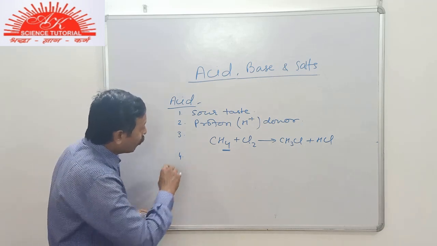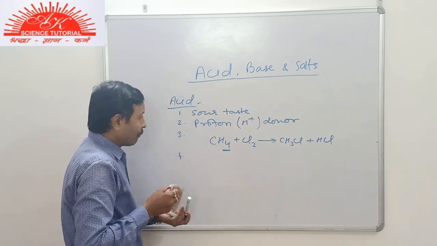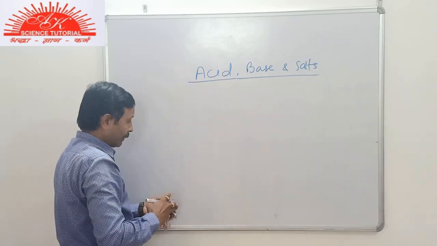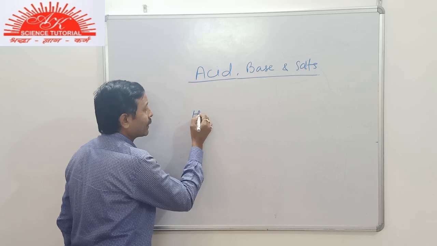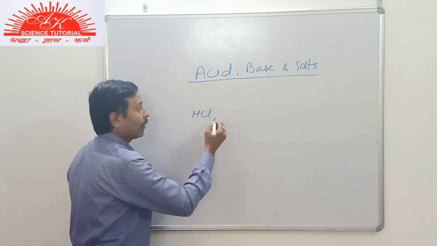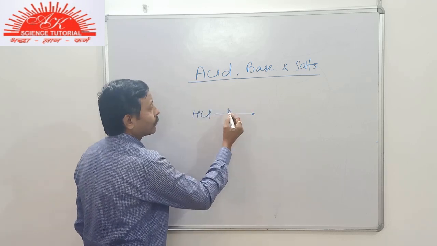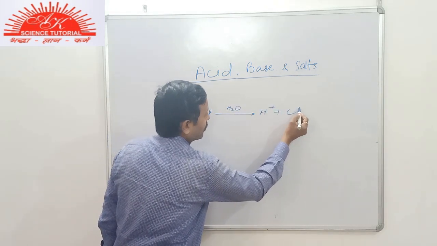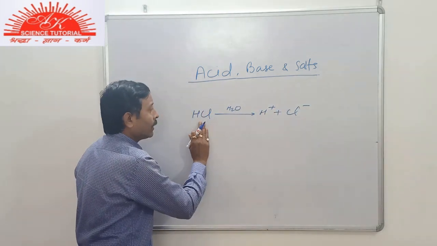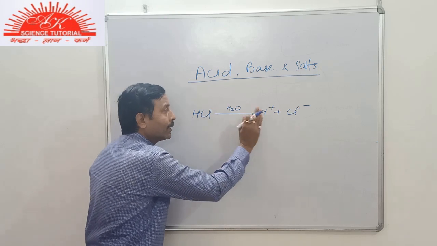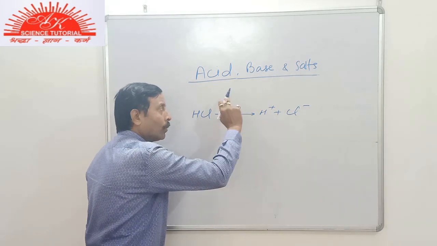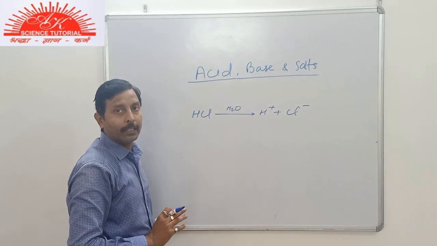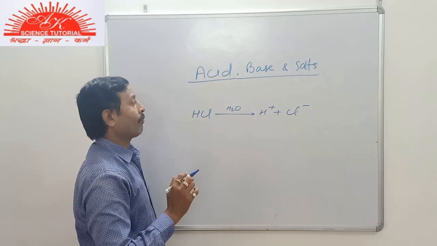Now, overall, by taking one example, suppose we have an acid HCl. It is a covalent compound. When dissolved in water, it ionizes and gives this one. So you see here, hydrogen chloride is giving us H plus ion. So the previous definition, that it is a proton donor, is now clear here. It gives H plus ion.